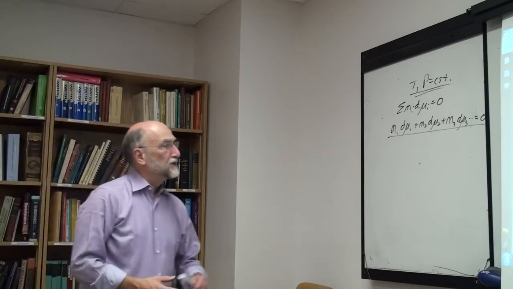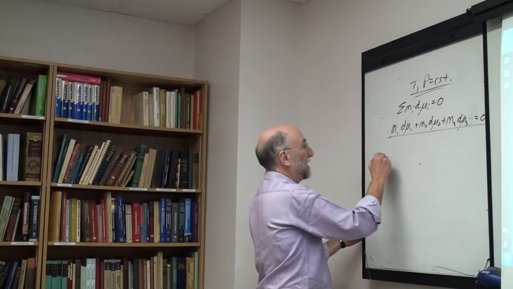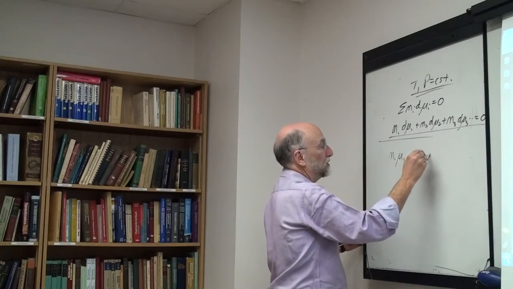Okay, now you can derive it as in the notes, but let me derive it. You have two equations. Take a binary solution, N1 mu1 plus N2 mu2.